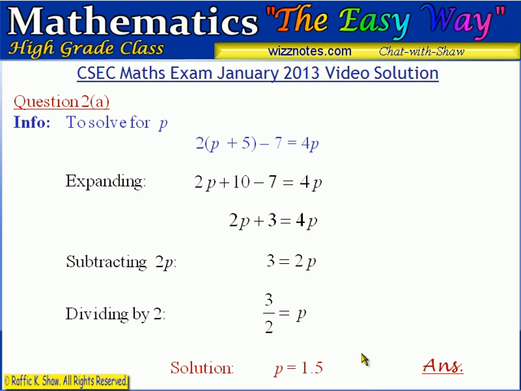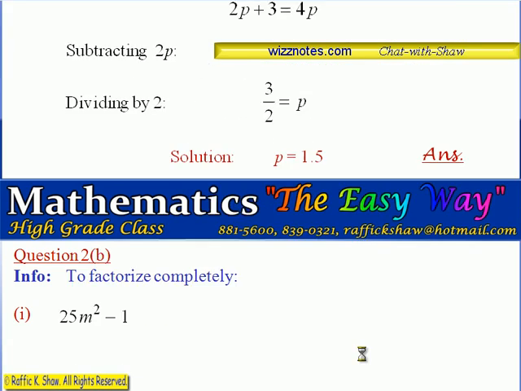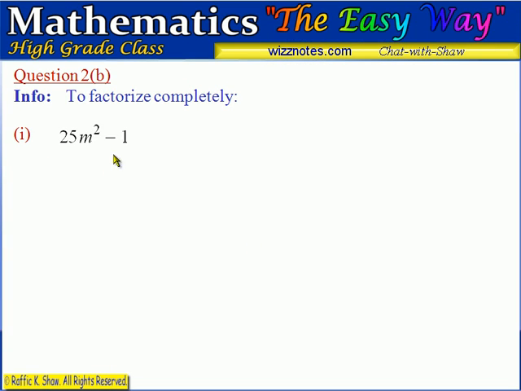Let's move down to part B of this question 2. In part B, we're asked to factorize completely. Firstly, 25m squared minus 1. I see two terms here with a minus sign, so I'm thinking the difference of two squares.